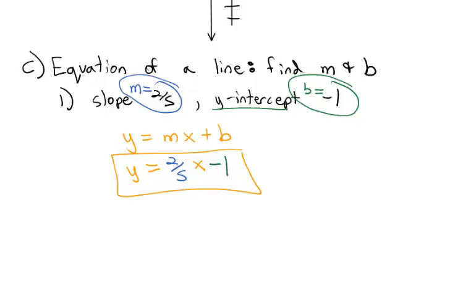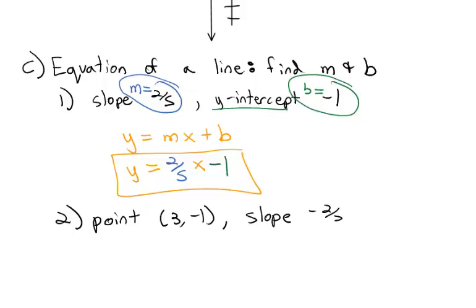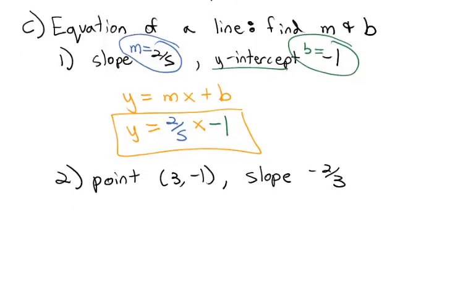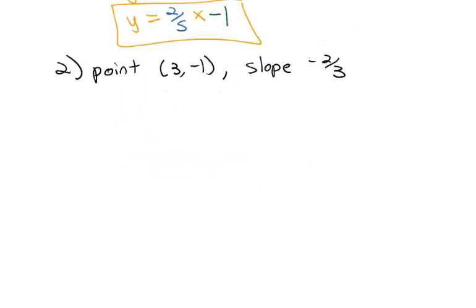Now, most of the time, they're not going to be so nice. When we're trying to solve some application problem, which we're going to get into tomorrow once we get good at this stuff, most of the time, you just have information about the line, but not all the pieces you need. For instance, we might know the line goes through the point 3, -1, and we know the slope is -2/3. Now, granted, we know the slope. That's nice. What we don't know is b, the y-intercept. And so we're going to have to find that.